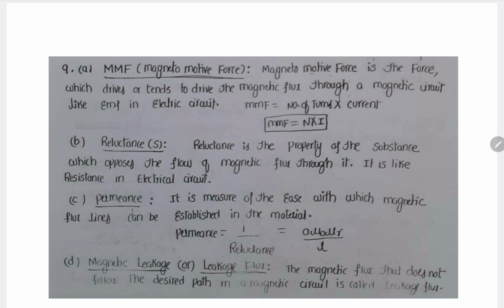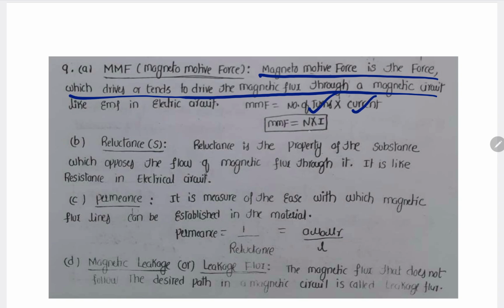Now some basic terms here. MMF will cause the flux. MMF is like EMF in the electric circuit. So magnetomotive force is the force which drives or tends to drive the magnetic flux through the magnetic circuit. MMF is equal to number of turns into current, and the unit is nothing but ampere turn. So more MMF, more flux gets developed. Less MMF, less flux gets developed.